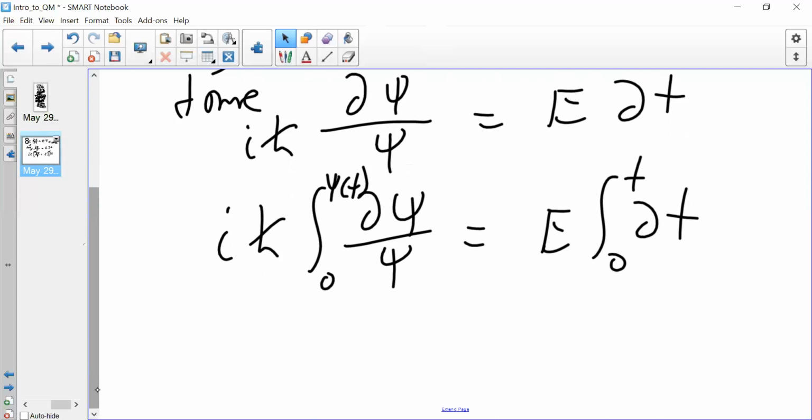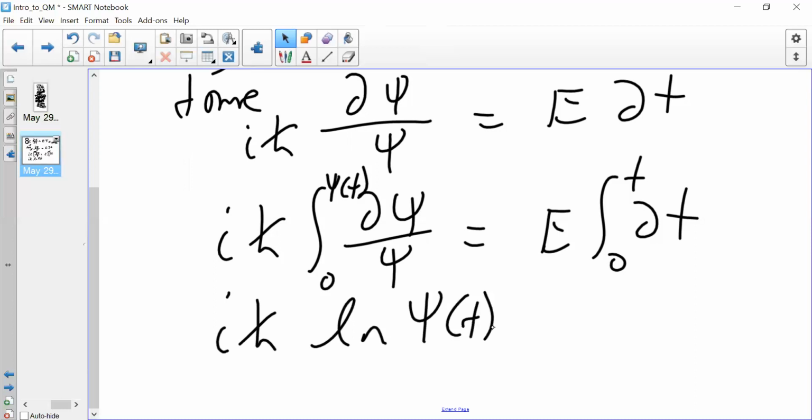Yeah, because I always get that. The natural log of 0 is undefined. It's not physical, right? We get closer and closer to 0. It's tending towards 0. Natural log of 0 is just really nothing. So all right, iħ, natural log ψ of t minus natural log of 0, which is just nothing, not anything important. Okay, so this is 0.